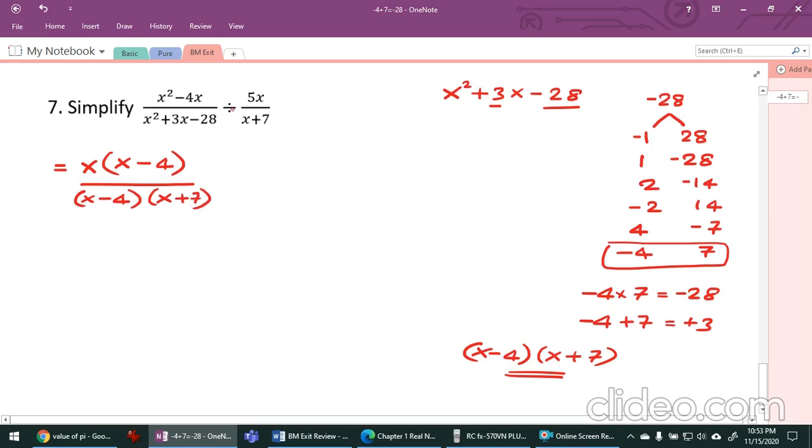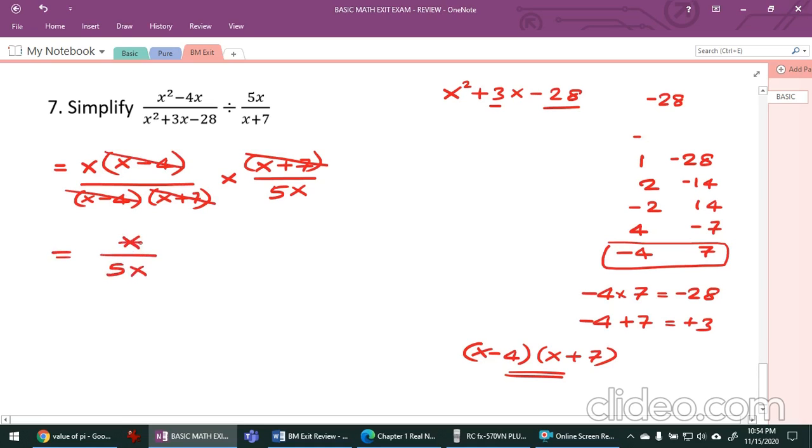Now you have to divide here. Divide will change to multiply, that means this will go up and this will come down. So I have to write x plus 7 up and 5x down. So when divide changes to multiply, this will become upside down, the reciprocal. Now you can see that x plus 7 cancels, x minus 4 cancels, but then we have x by 5x. Now this x and this x also will cancel. You will have only 1 by 5. So this is the answer.